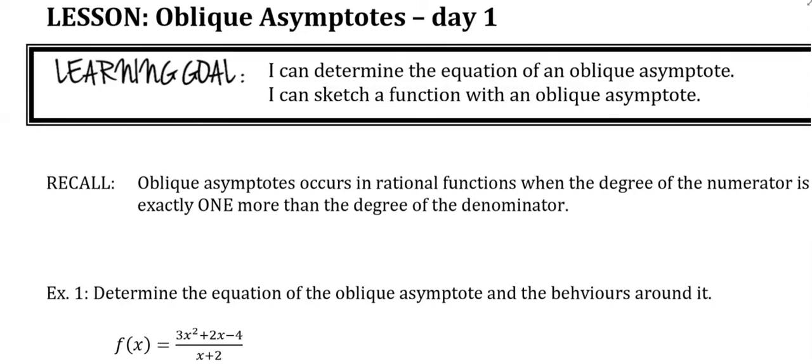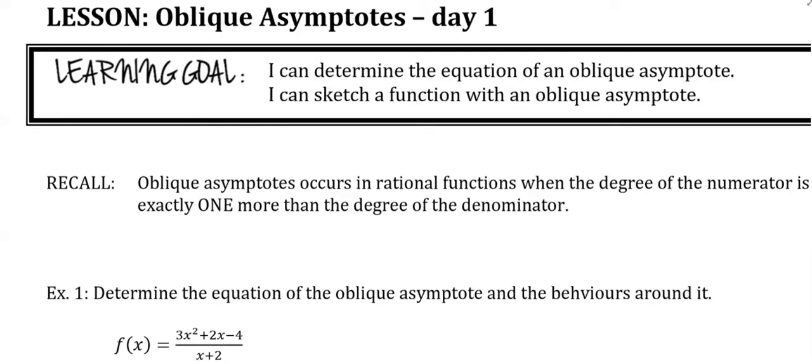Yesterday we did horizontal asymptotes. As I've said before, you can have either a horizontal or an oblique asymptote and not both. We did the horizontal asymptotes and the testing of horizontal asymptotes, and today we're looking at oblique asymptotes. And we're going to do two questions.